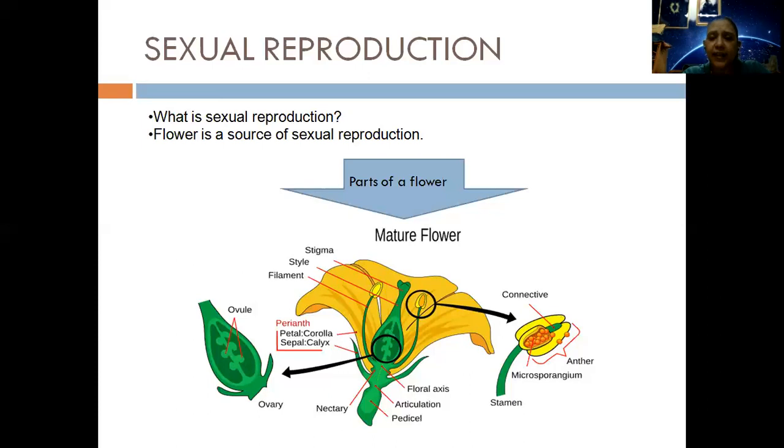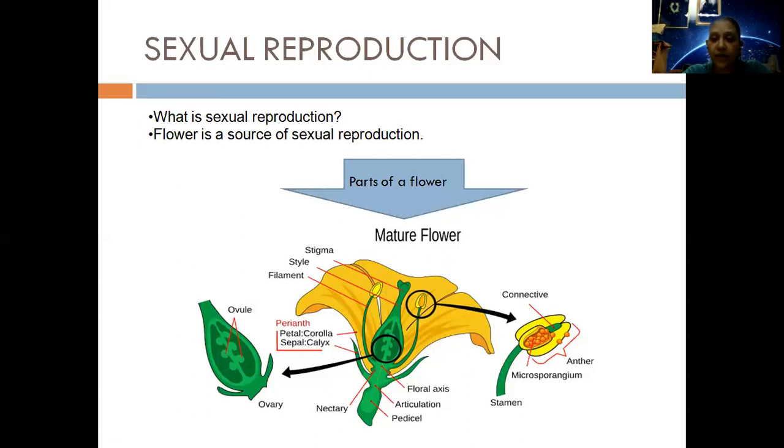You will see here in the diagram the parts of a flower. You will see the petals, the pedicel, the corolla, the androecium, the gynoecium, right? Now, what is the male part and the female part that would produce the male gamete and the female gamete?